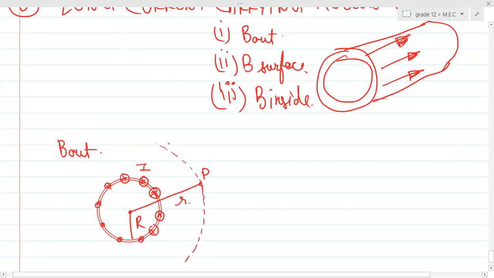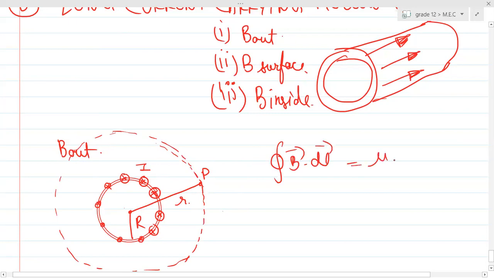So this is the loop, right? Yes or no? Guys, hello. Yes, sir. This is the Amperian loop. Then you write B dot dl is basically equal to mu naught into I.